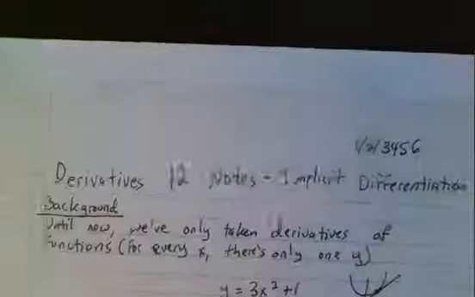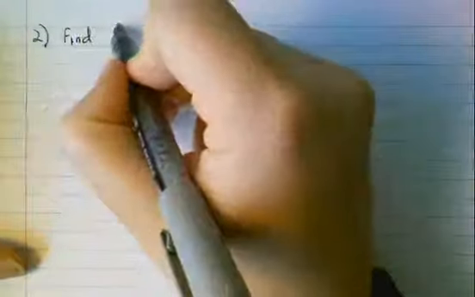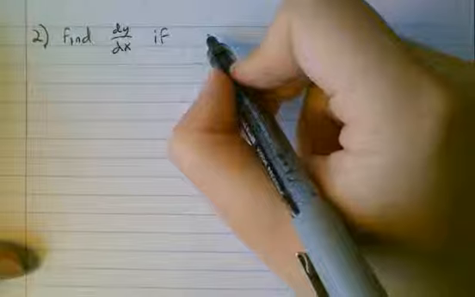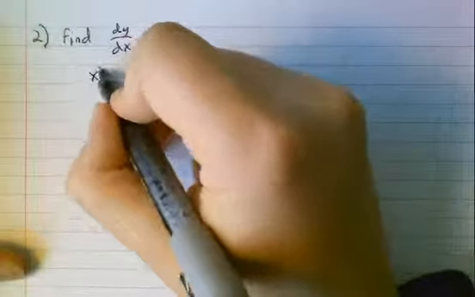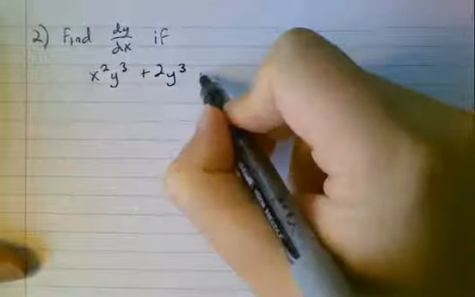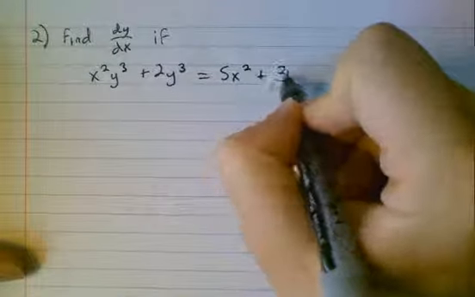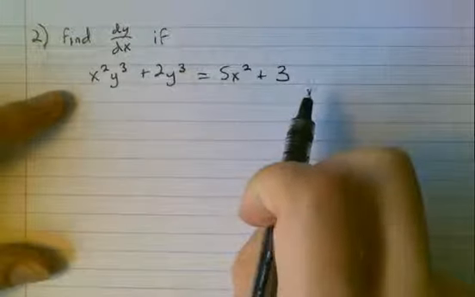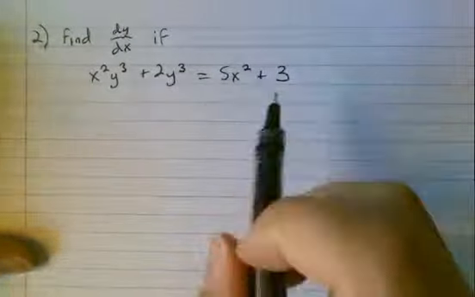So let's do some more examples. Let's find dy dx if, let's say, x squared times y to the third plus 2y to the third equals 5x squared plus 3. Now, we see that y is not isolated, so we're just going to take the derivative of both sides.